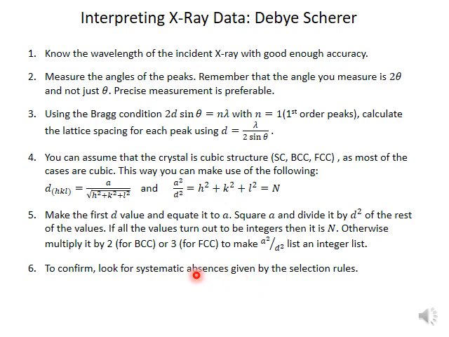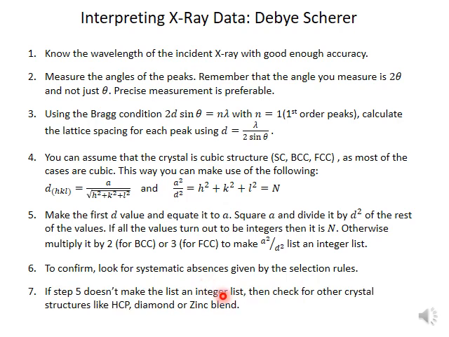The idea is then you look for these systematic absences, which n values are missing, and that would already give you a good estimation of what crystal structure you have. If these steps don't give you a good idea, then you look for a non-cubic system, for example, whether it can be a zinc blende, a diamond, or a hexagonal close packing system.